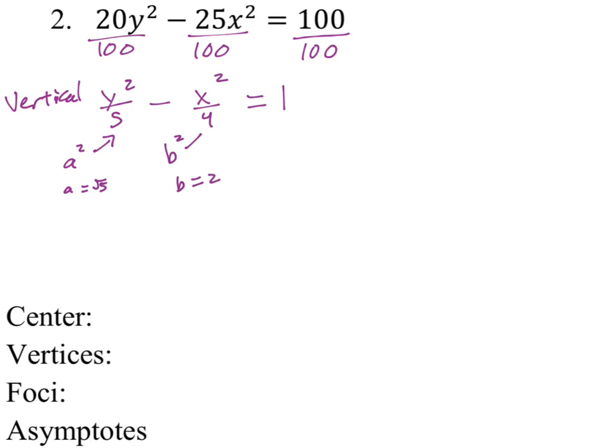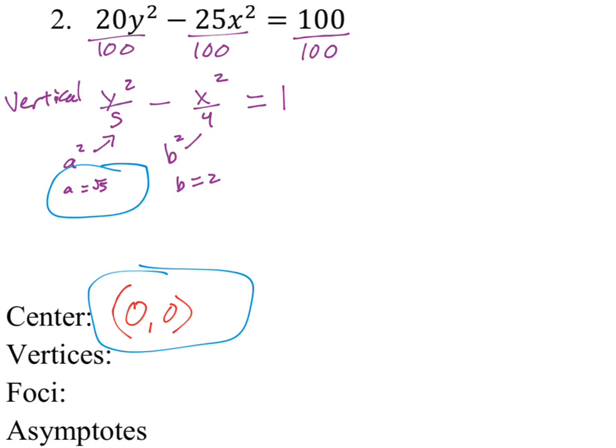We're going to need our c value so we can get the foci, but we'll get there in just a moment. Let's start working on these up here. The center for this, since there's nothing in here with the y squared and the x squared, lets me know that my center is going to be at 0, 0. And then to get my vertices, I'm going to take 0, 0, and I'm going to be adding and subtracting the square root of 5.